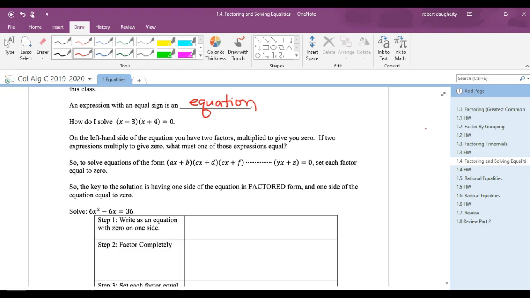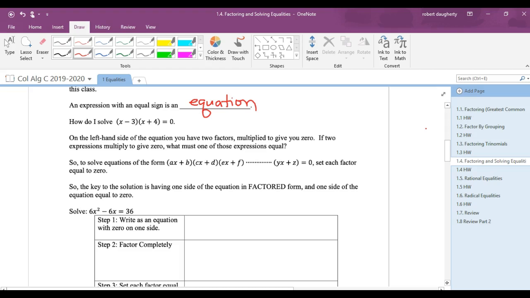Not negative. If I've got two numbers and I multiply them and get a 0, what do I know about one of those numbers? One of those numbers has to be 0. There's no other way. 2 and 4 will never multiply to give you 0, but 2 and what? 0 will do it. So that's why we love to have equations set equal to 0.